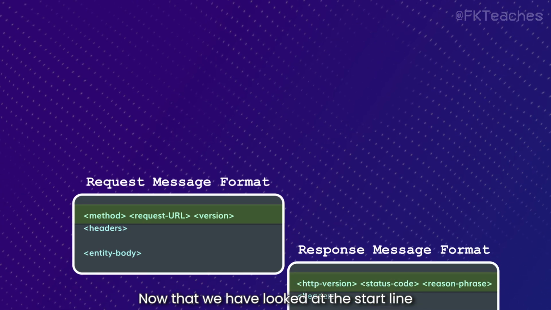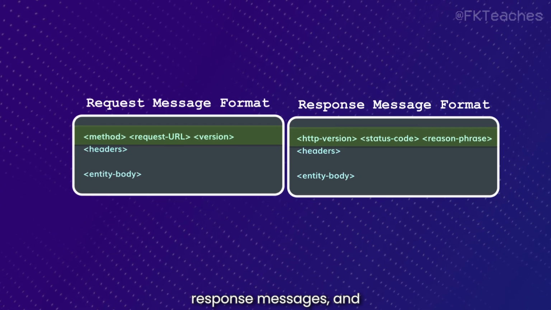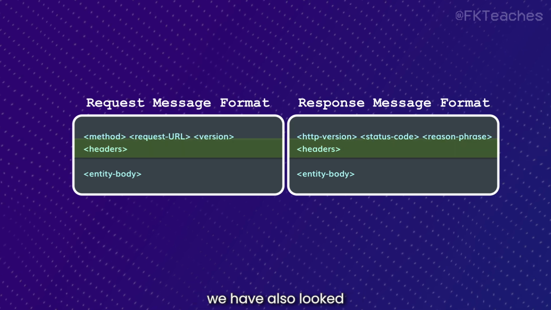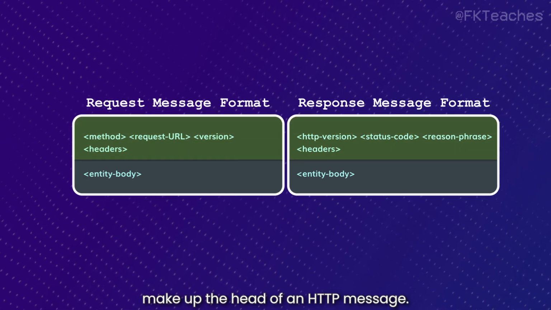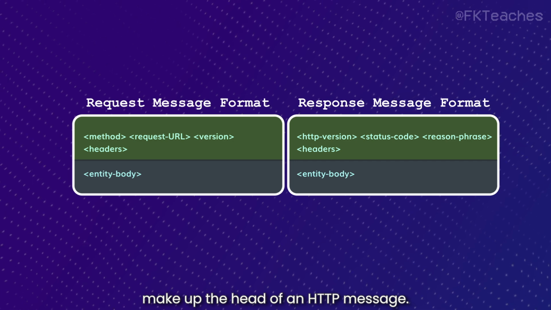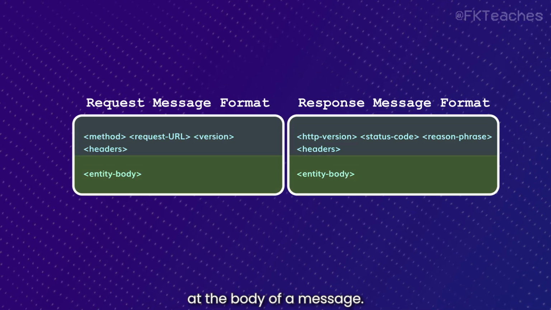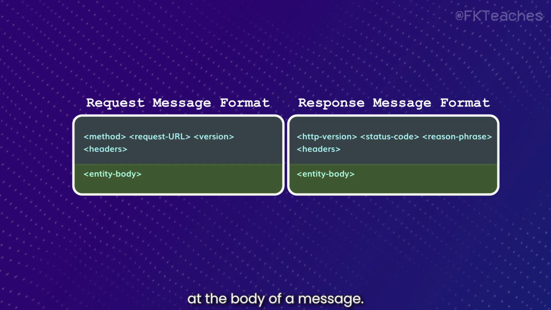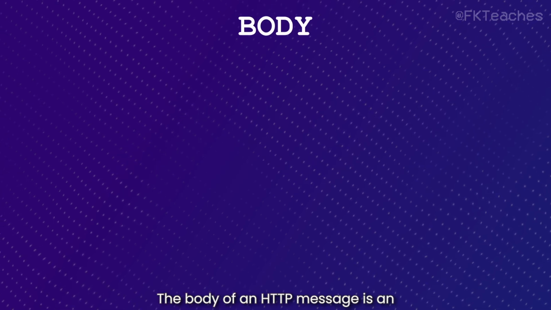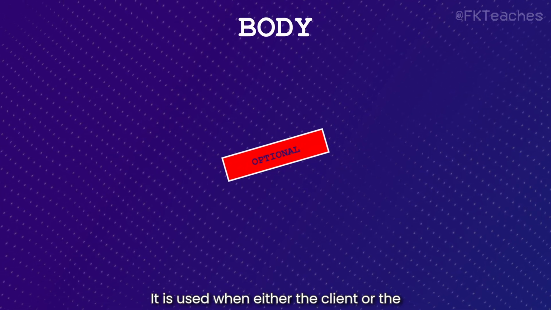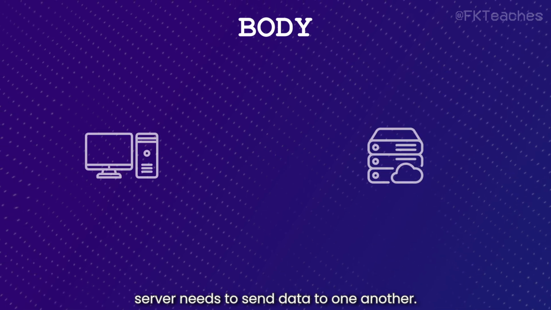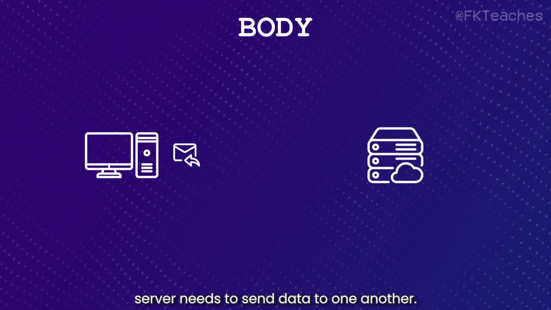Shocking, right? Now that we have looked at the start line for both request and response messages, and we have also looked at the headers section, we have covered the two sections that make up the head of an HTTP message. Now let's take a look at the body of a message. The body of an HTTP message is an optional part of the message. It is used when either the client or the server needs to send data to one another.